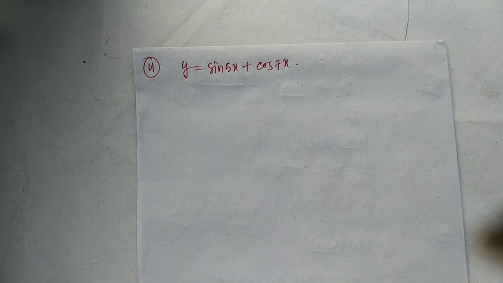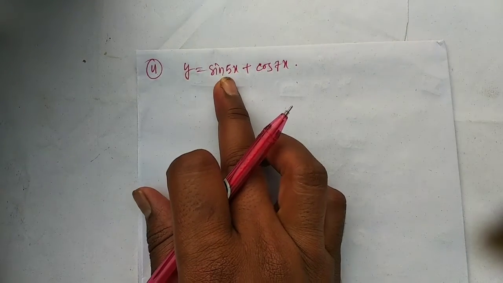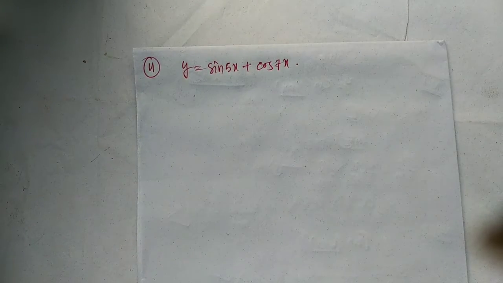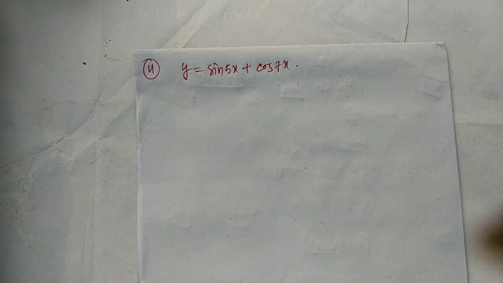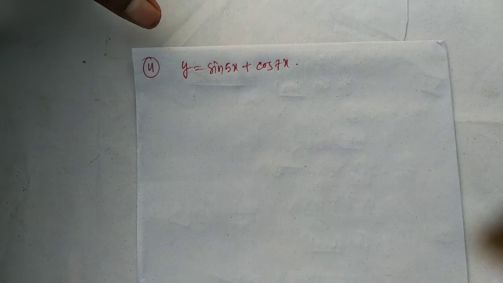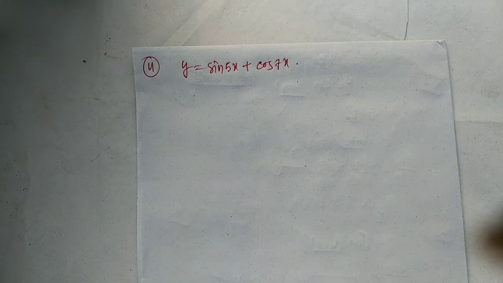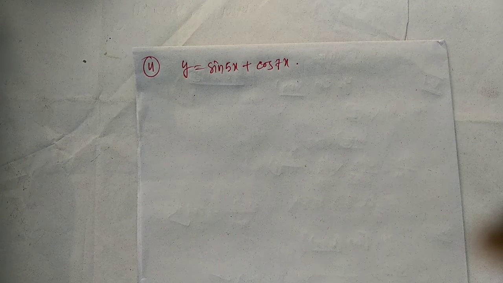Everyone observe here. Here the question is y is equal to sin 5x plus cos 7x. So we have to apply the addition theorem. That means when two functions are added together, then their derivative will be, just add the individual derivatives.